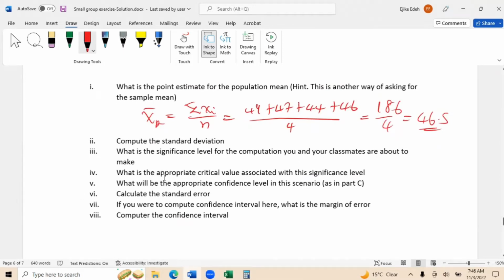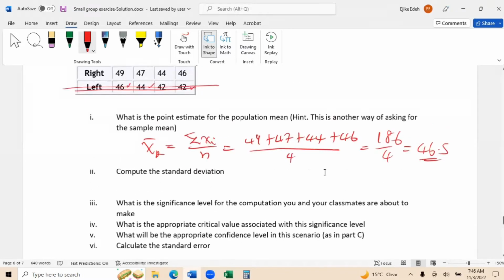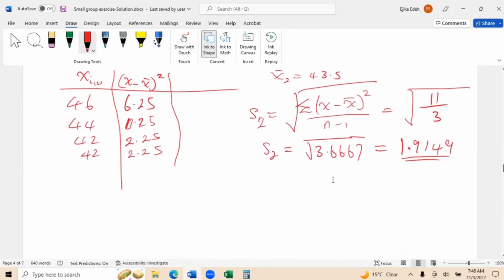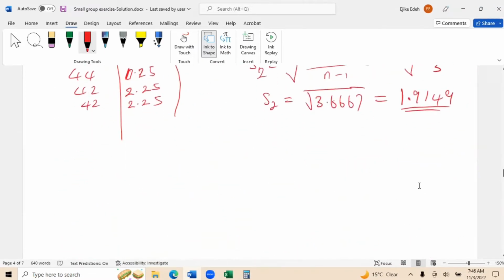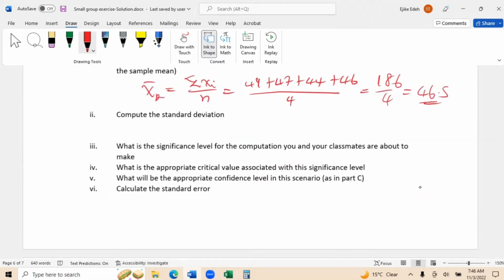And the next question says compute the standard deviation. So I think we've also done this before. So we're just going to pick up what the value is over there and put it down here as our answer. Standard deviation for group 1, and we did that in part 2, is 2.0817. So I'm just going to write that down, 2.0817. So we'll come over here, and we said our standard deviation for those where the right eye was covered is 2.0187. Let me be sure that is what we have actually.